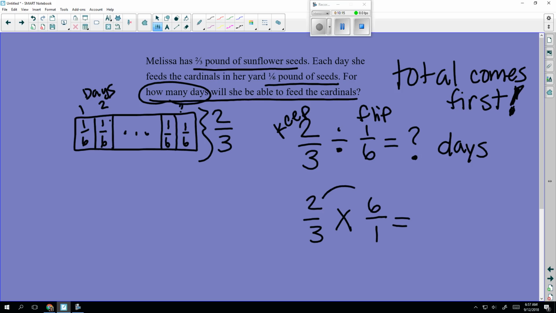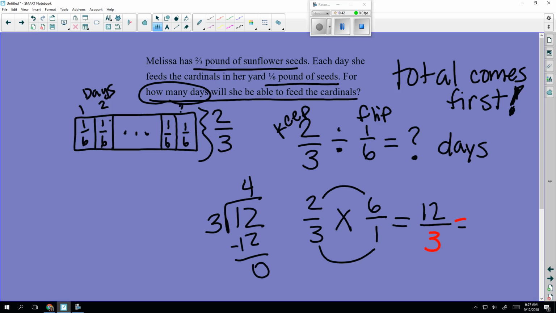Now, 2 times 6 is, that's right, 12, and 3 times 1 is 3. Ooh, fancy. I don't even know how that happened, but I do have an improper fraction. I have 12 over 3. Well, guys, if I simplify that, right, that's 12 divided by 3. Well, how many 3's are in 12? We get 4. So that makes sense, right, that she can take 4 days to feed the birds, okay, the pretty cardinals.